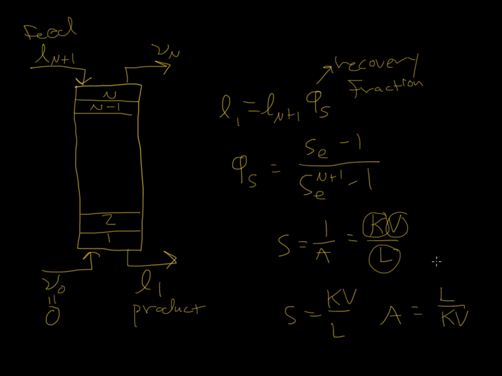And then you can use these in the Kremser's equation together with the number of stages in the separation in order to calculate your recovery fraction. And remember, the smaller the recovery fraction, the better, because you want the amount of species of interest leaving in the product to be small compared to what enters in the feed.